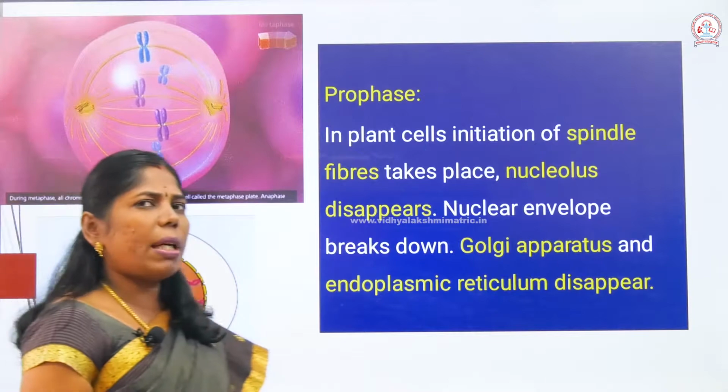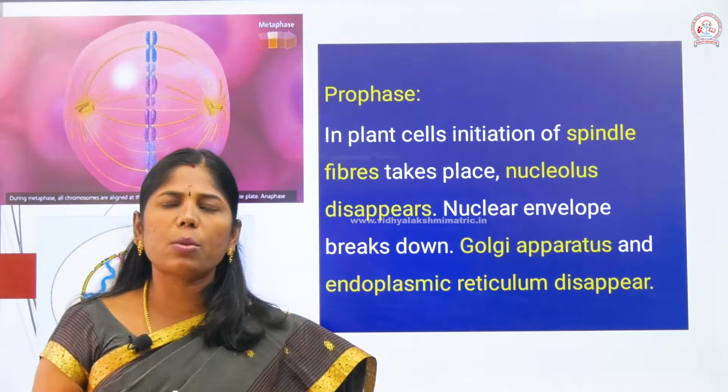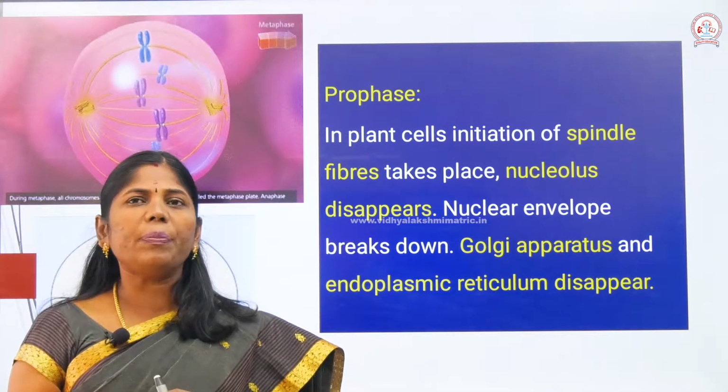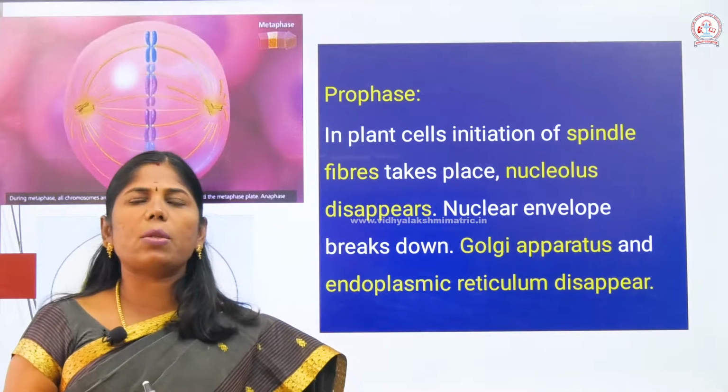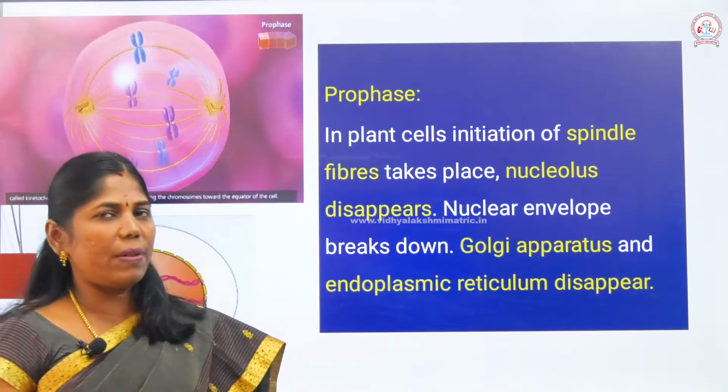Okay, so what are the stages in the mitosis? The mitosis consists of 4 stages. The first one is prophase, the second one is metaphase, another one is anaphase, and the last one is telophase. It has 4 stages in the mitosis. We will see one by one.